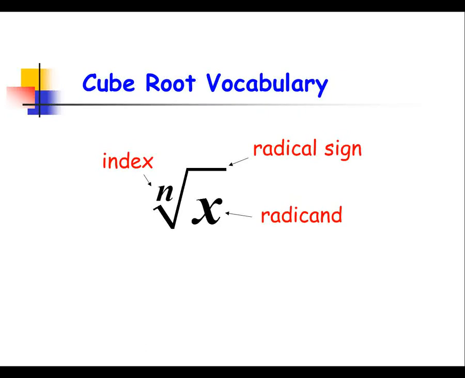Cube root. Here's the vocabulary. The index is the n. The radical sign is the division sign that got struck by lightning. And the radicand is the one underneath.